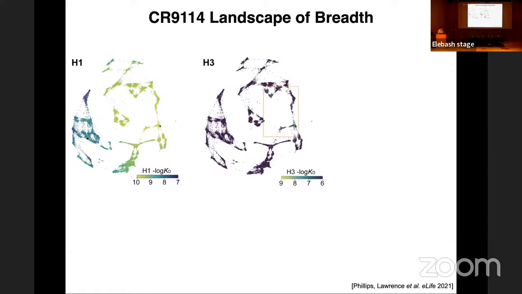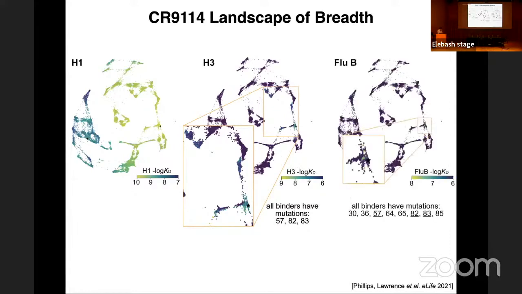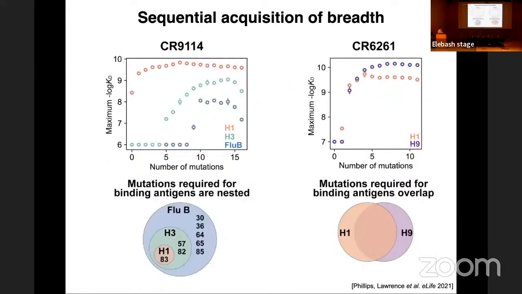And so basically what this is doing is it creates this kind of orthogonal structure of this landscape, where what you have to do is you get several of these mutations, which improve the binding to each one. And then by doing that, you're able to create a genotype that can be a starting point for binding H3. And then after you get eight of these different mutations, you can start to bind this FLU-B. So it seems like you have to evolve in this kind of sequential way to get anywhere. And in contrast, for 6261, you can evolve binding simultaneously.